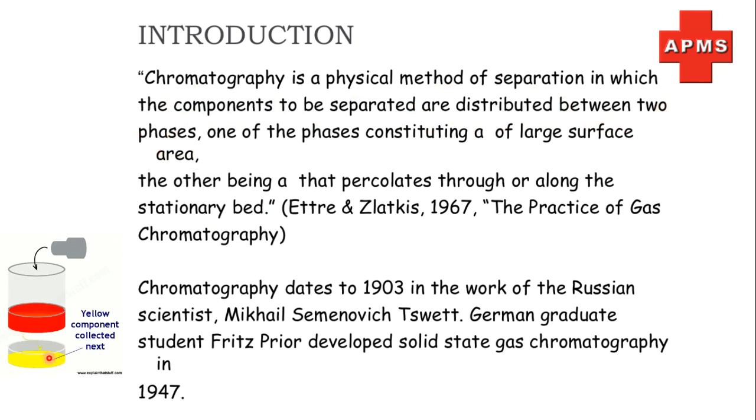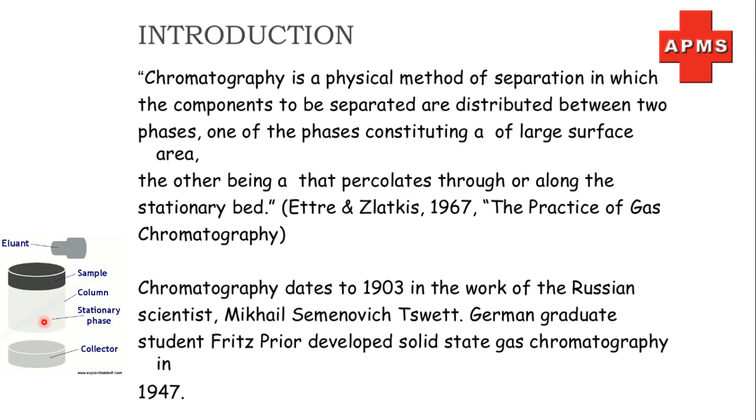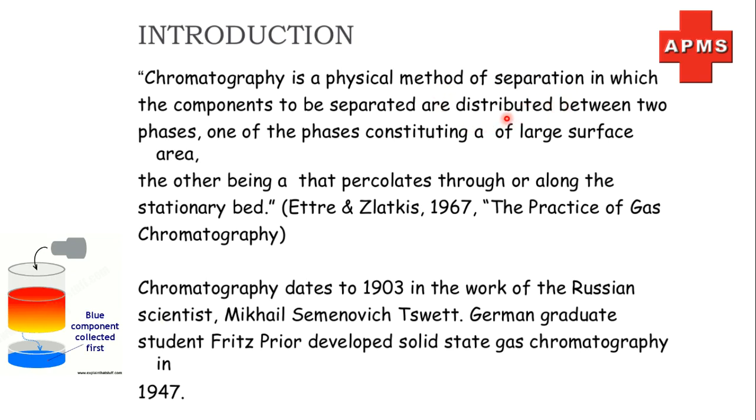Here we can see that this blue colored compound has high distribution in the mobile phase, so it comes out first. Then the last one, the red colored component, has high distribution in the stationary phase, so it moves slowly inside the column. So this is the distribution type which we will see in detail in this unit.